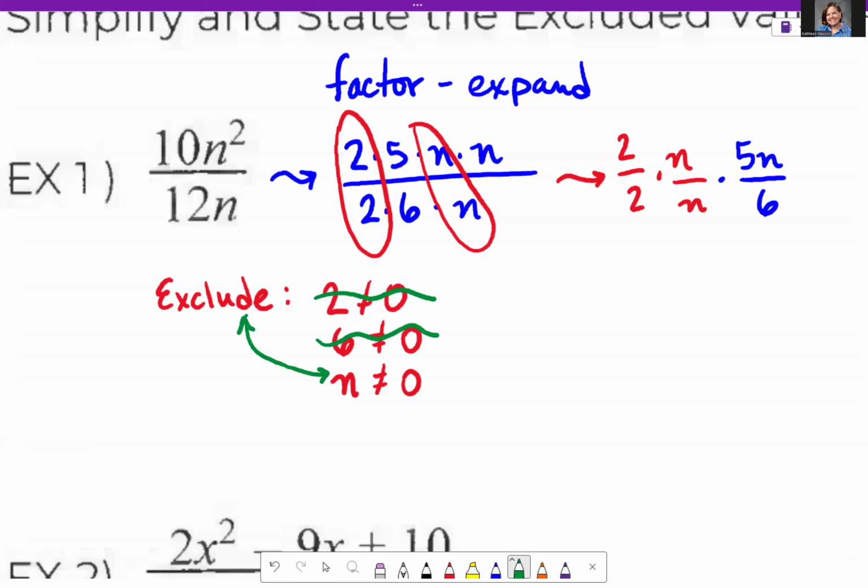Now I can reduce my fraction. So these simplify to 1, and I'm left with 5n over 6. This is equivalent to the original expression, as long as I make sure that n is not equal to 0. Many times this is written this way.